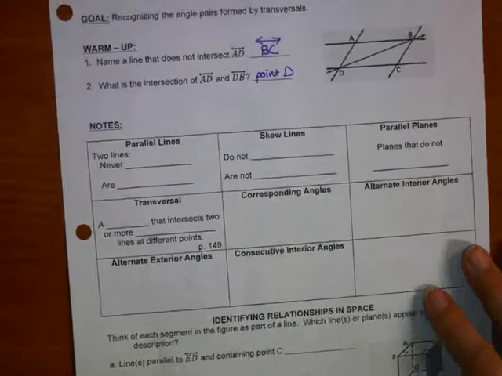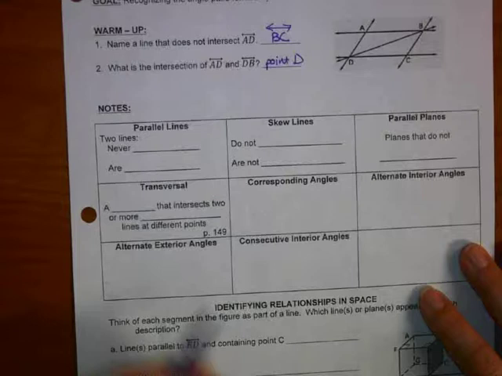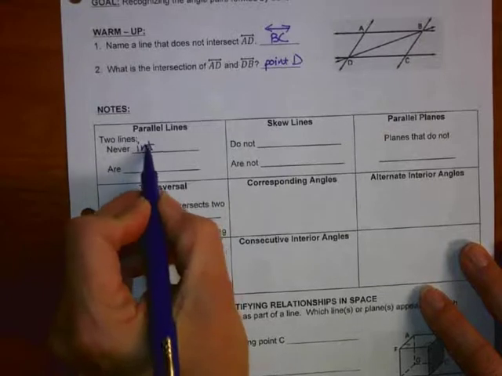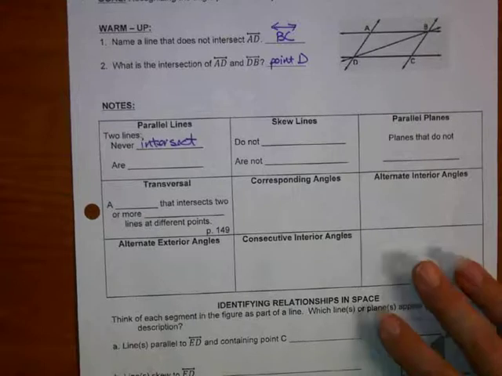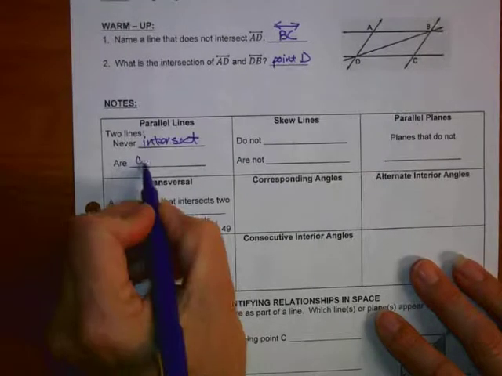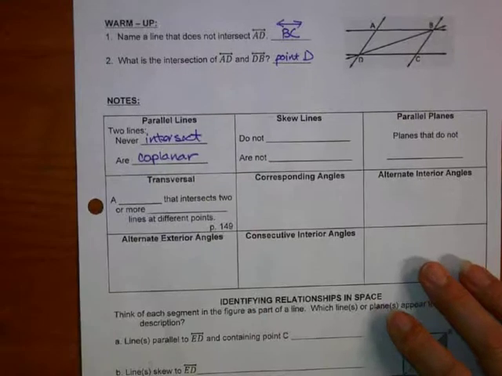All right, parallel lines, I'm assuming you know what that means already. Two lines that never what? Intersect. But they always are coplanar. So parallel lines are always coplanar. They can make a plane.